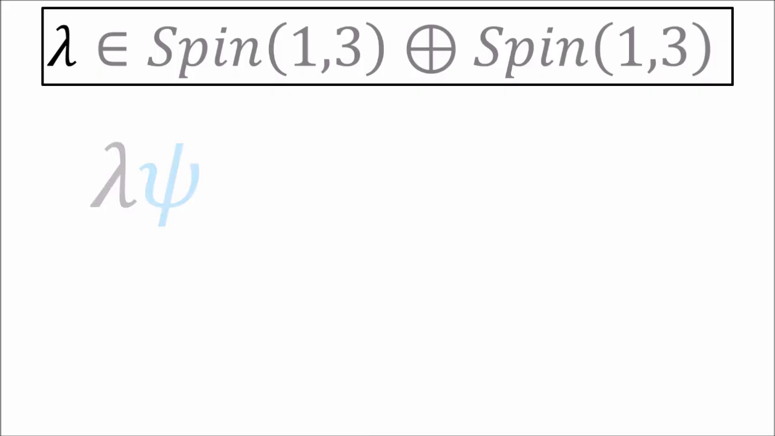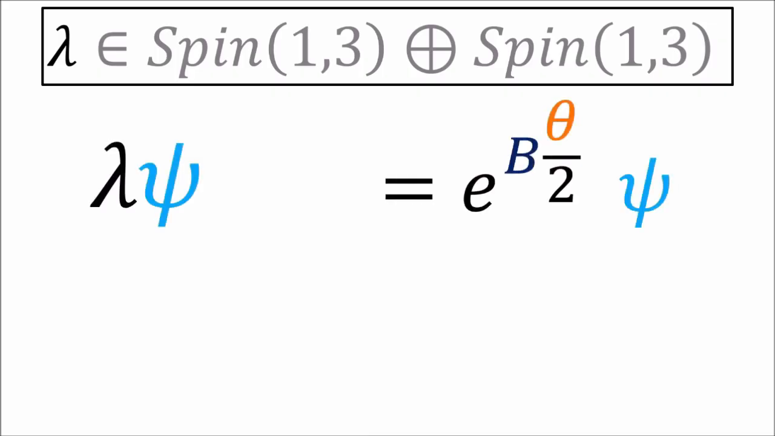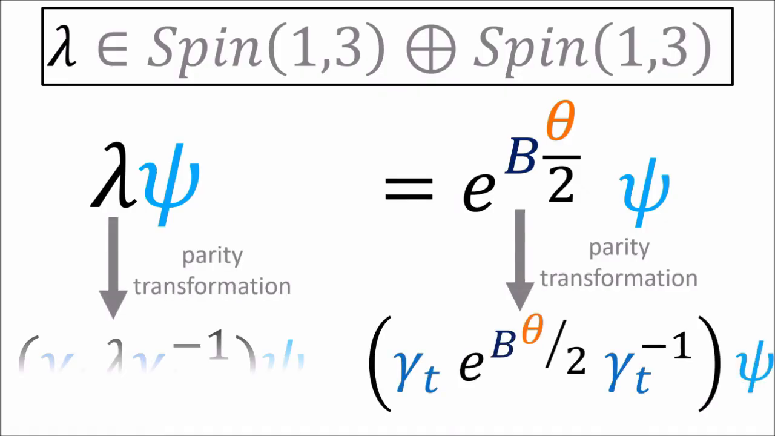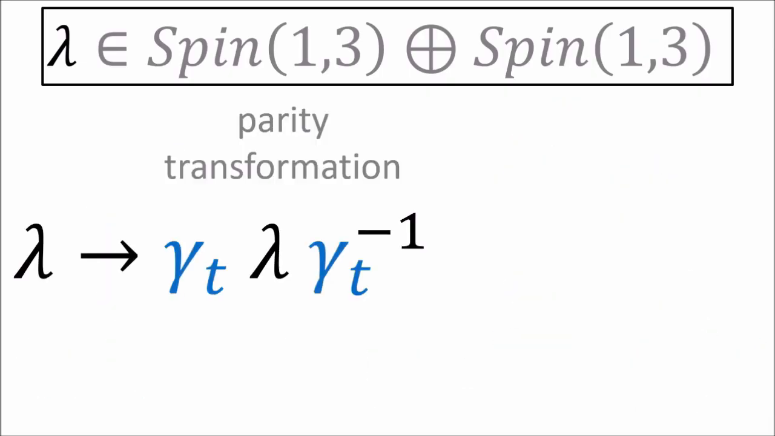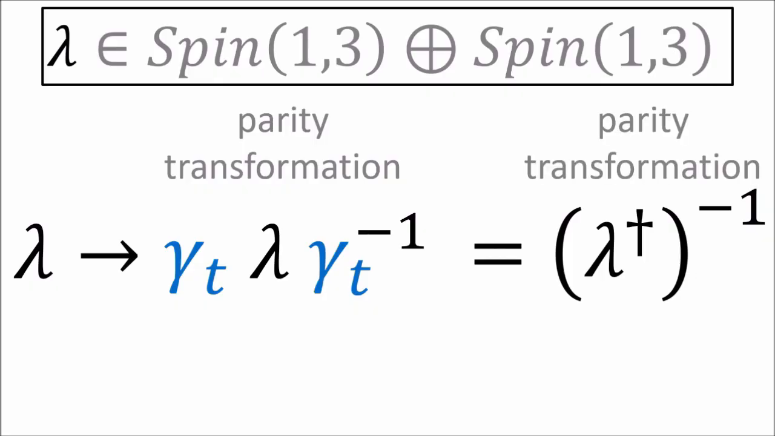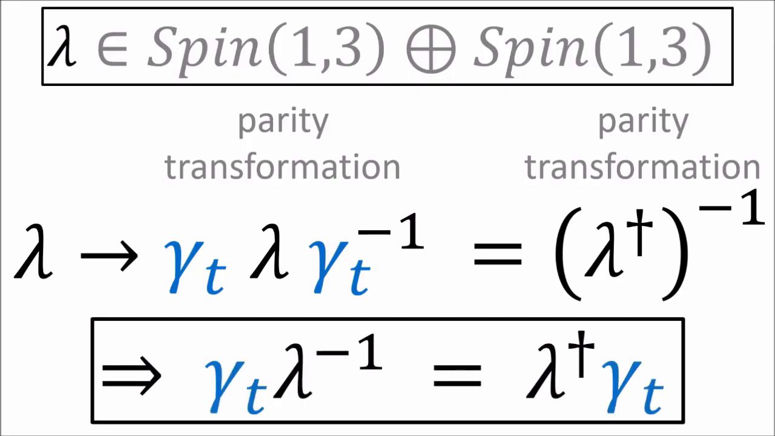However, we know that when we Lorentz transform a Dirac spinor using an exponential of a bivector, this can also be parity transformed using conjugation with gamma t. So to parity transform lambda, we can either take its dagger inverse or take its conjugation with gamma t. Both of these give the same parity transformed result. After doing a little rearranging, we also get that gamma t lambda inverse equals lambda dagger gamma t. We'll use these facts later when defining the adjoint of a Dirac spinor.